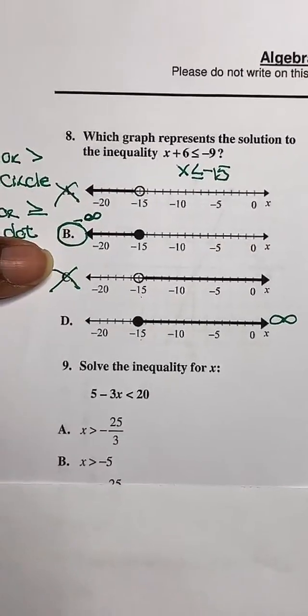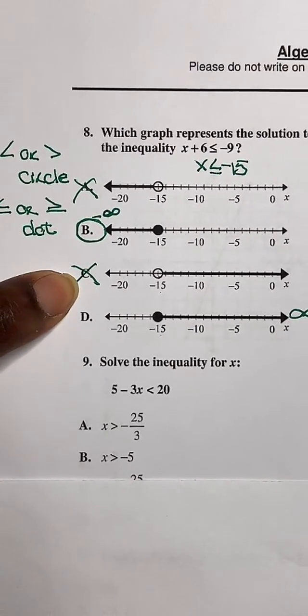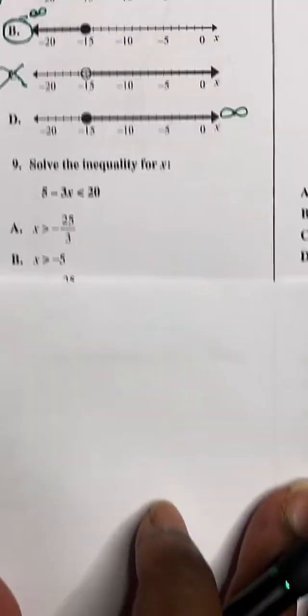All right, you see how simple that was? Once you understood what was what, that's a 4-point question on the GED. 4-point question. Craziness.